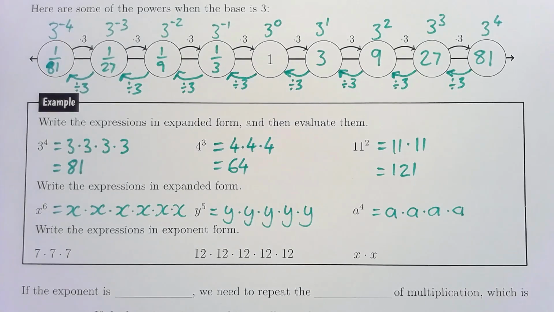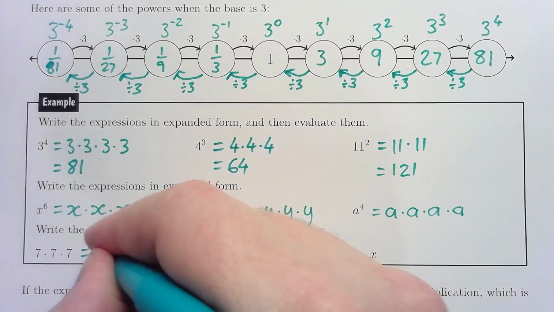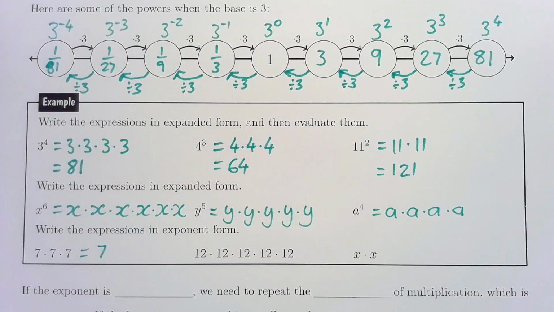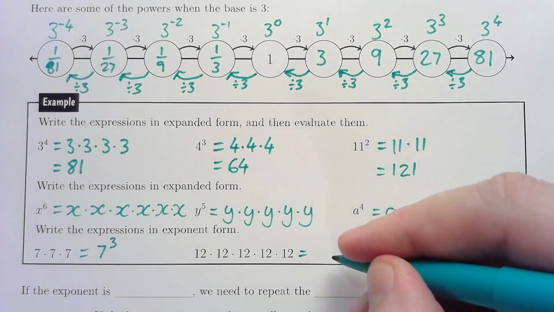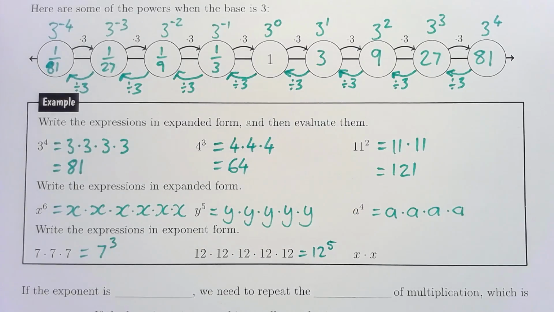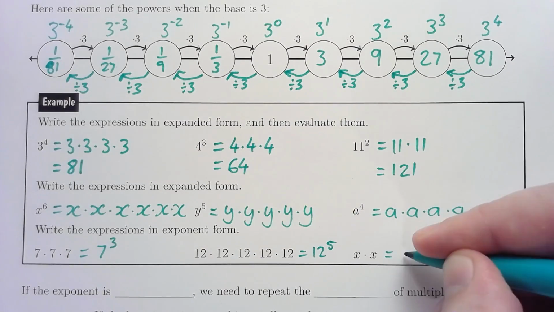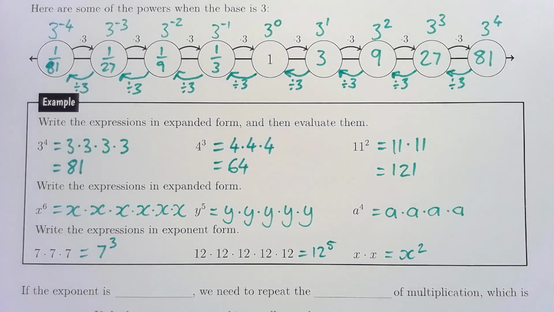Now if we have an expression in expanded form, we can also write them in exponent form. So 7 times 7 times 7. 7 is the base because that's the number being multiplied. And the number of 7s is 3, so that's our exponent. 12 times 12 times 12 times 12 times 12 is 12 to the power of 5. And x times x is x to the power of 2.